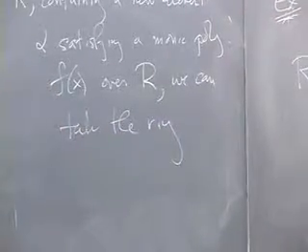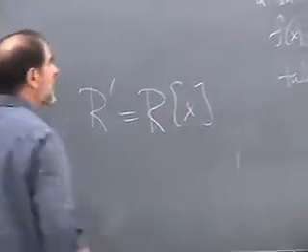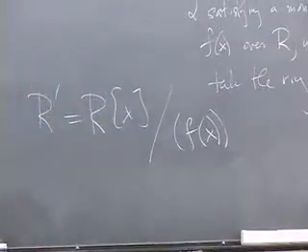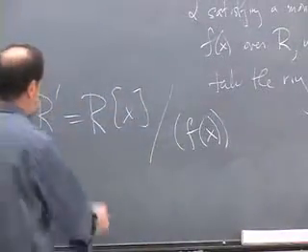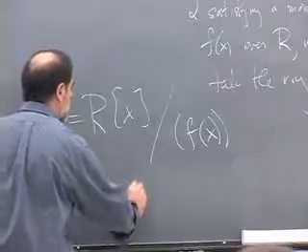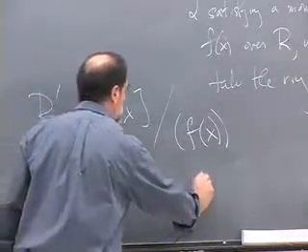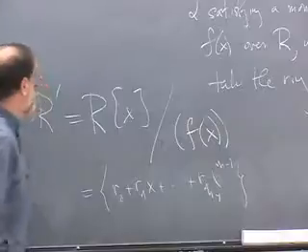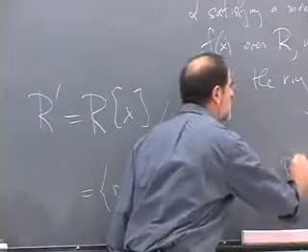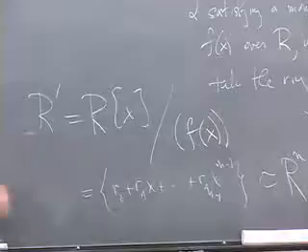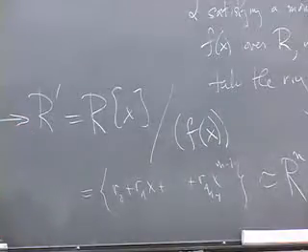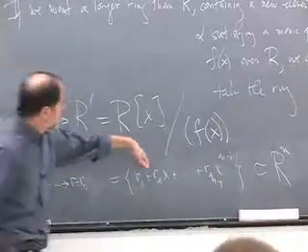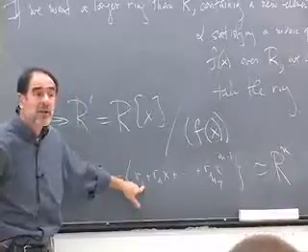R prime, which is you first adjoin all polynomials in x, and then you mod out by the ideal generated by this monic polynomial f of x. This contains all things of the form r0 plus r1 x plus up to r(n minus 1) x to the n minus 1. So it looks like n copies of R as an abelian group. It contains R, just mapping an element r into the constant r0. So among the polynomials of degree less than n, you have the constant polynomials.